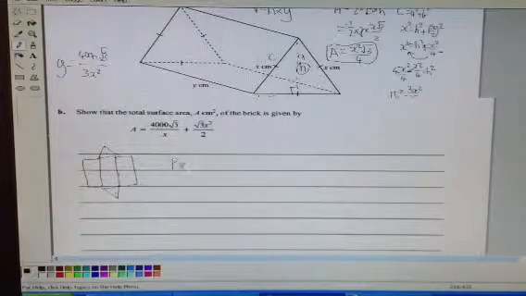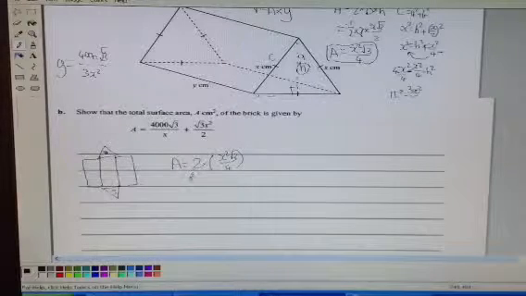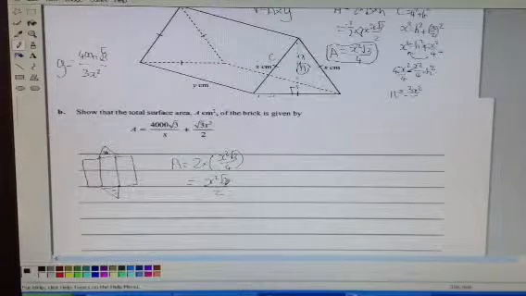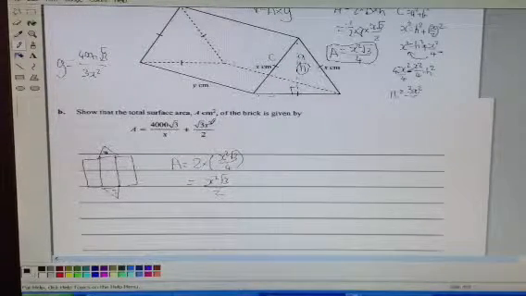We've got area equals, now we can see we've got two triangles. So let's do 2 times the area of these triangles. And we worked out previously that the area was x squared square root 3 on 4. So that's going to give us 2 over 4, that's 1 over 2, so that's going to give us x squared square root 3 on 2. So we've actually already got that bit of the area.